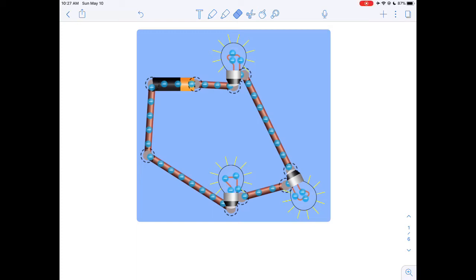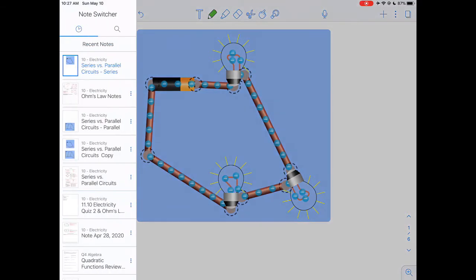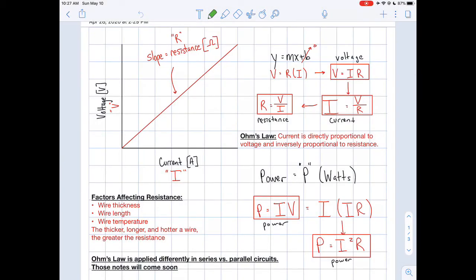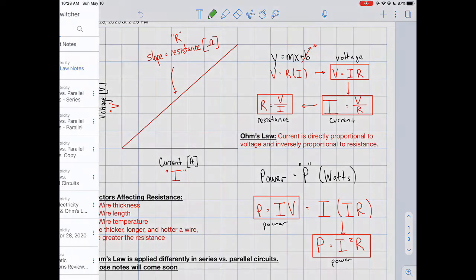Hello 8th grade physics. Today we're going to learn about Ohm's law in series circuits and parallel circuits. If you don't know yet what Ohm's law is, just look back to the video previously shown covering the relationship between voltage, current, and resistance, where current is directly proportional to voltage and inversely proportional to the resistance. So watch that first if you have not yet already.